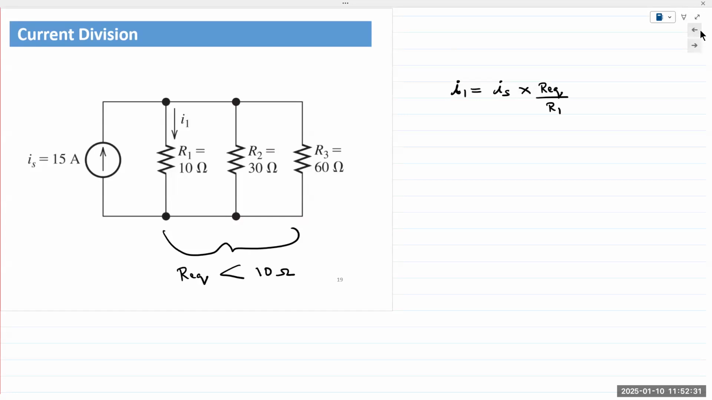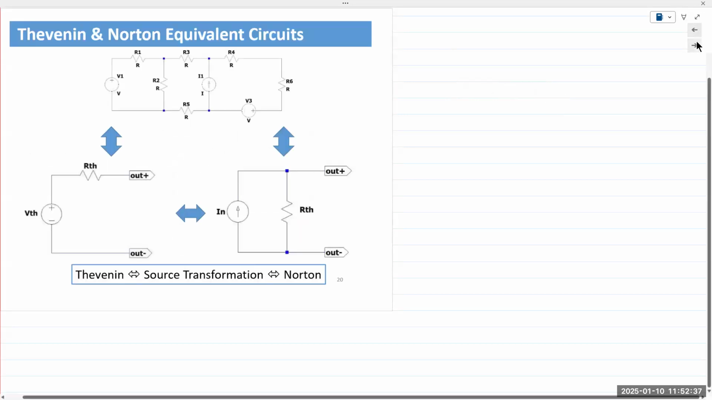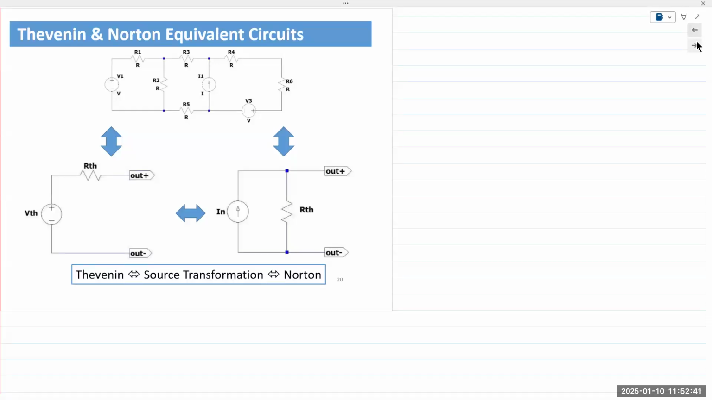Yeah, I'm not going to get through these slides in time. So that's current division. Then Thevenin and Norton. Okay. How many of you remember Thevenin and Norton? Okay, that's good. It's good. You have access to your 113 notes. Hopefully.